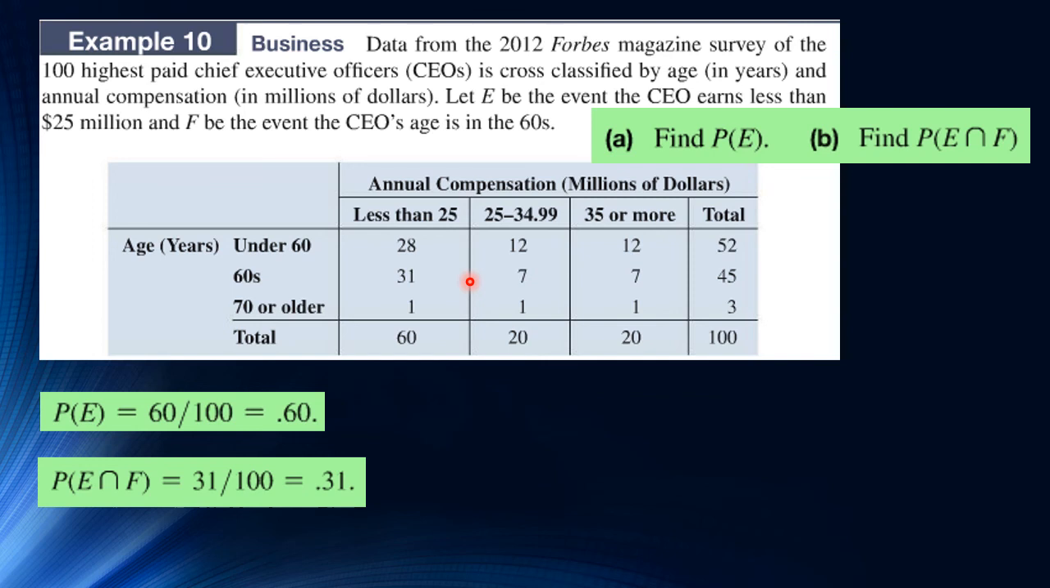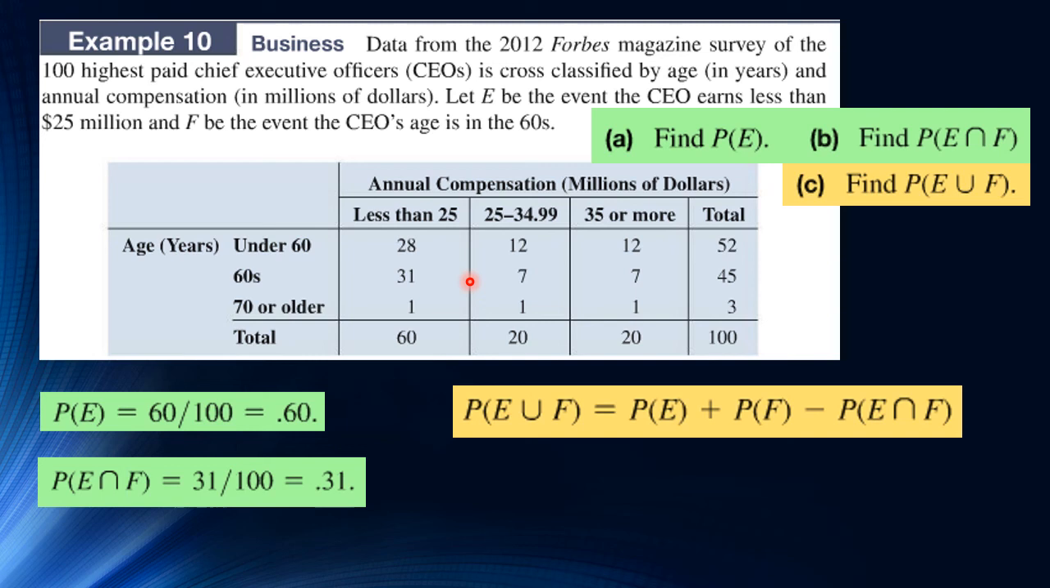So now we've actually set ourselves up. If we want to find the probability of E or F, the probability that a CEO earns less than 25 million or the CEO is in their 60s, remember, we need to use the formula. The probability of two events, E or F, is the probability of E plus the probability of F minus the probability of E and F. Now, we found all of these except for the probability of F, but that is easy as well because F was the CEOs in their 60s, and we can see that there's 45 there, so this would be simply 45 over 100.